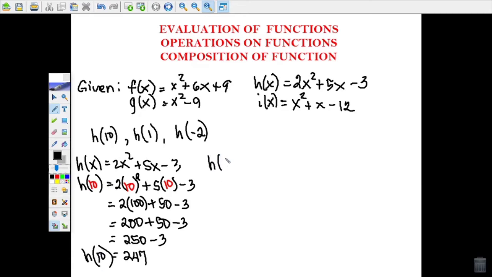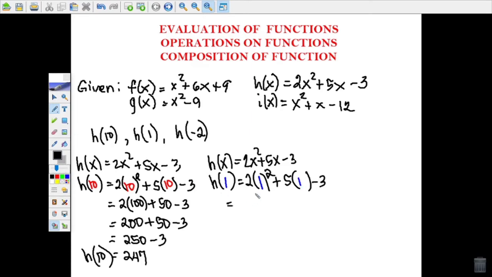So, you're given h of x is equal to 2x squared plus 5x minus 3 again. Then, the value of x this time is 1. Okay, 1. So, palitan natin yung kulay para ma-distinguish. That is equal to, so palitan na natin lahat ng x dito. So, 2 times, this time ang x ay 1. So, 2 times 1, then don't forget the exponent, squared, plus 5 times, ang x ulit ay 1, then minus 3.